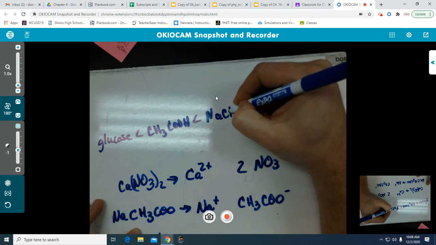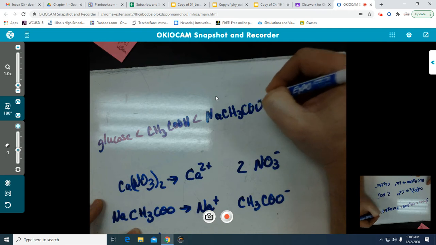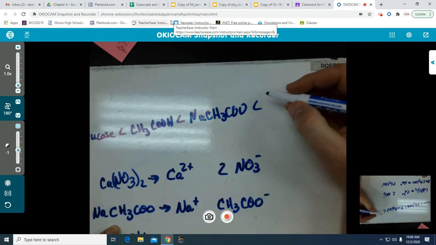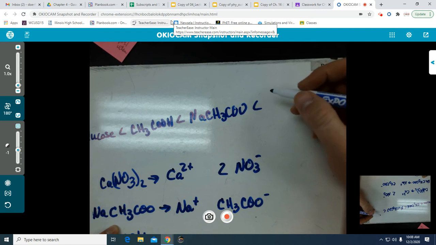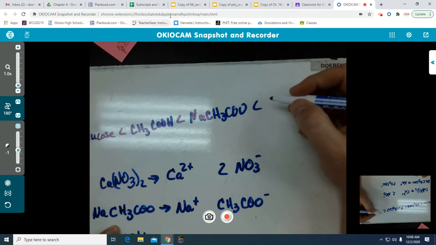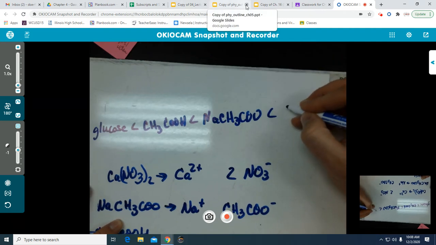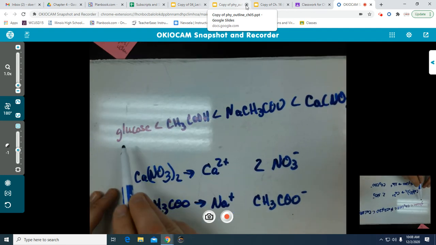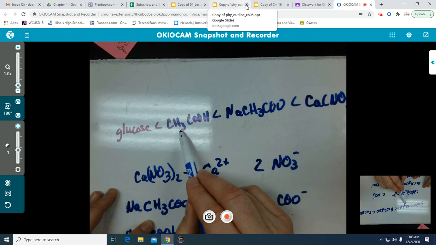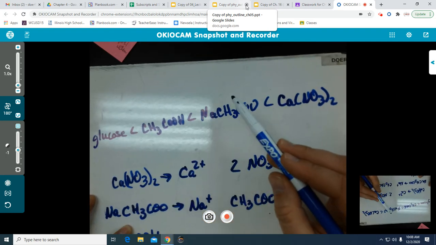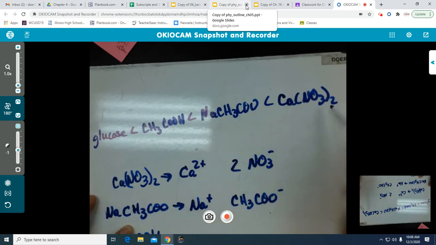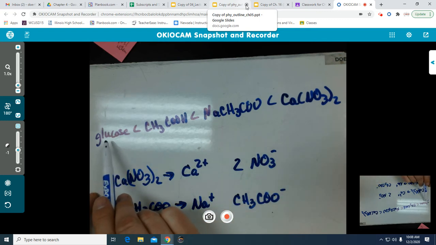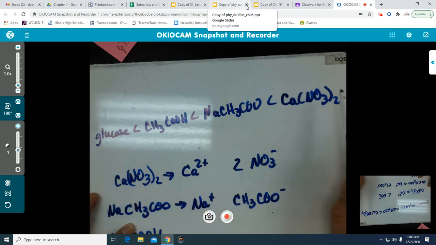So NaCH3COO, and our strongest electrolyte, sorry, I got sidetracked there, would be Ca(NO3)2. So glucose is weakest, followed by acetic acid. Then we get into sodium acetate and calcium nitrate. So that's what it should look like in order of increasing conductivity.